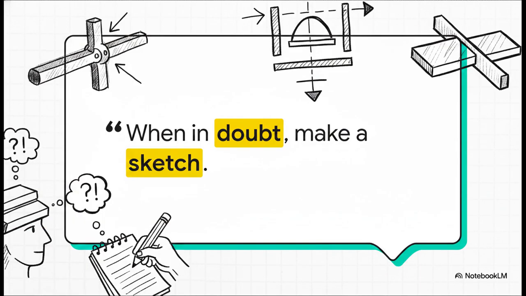And that's why the ultimate takeaway, the golden rule here is this. When in doubt, make a sketch. Seriously, a simple, clear drawing of what you actually want is always better than a complicated symbol that someone might get wrong. At the end of the day, clarity is king.